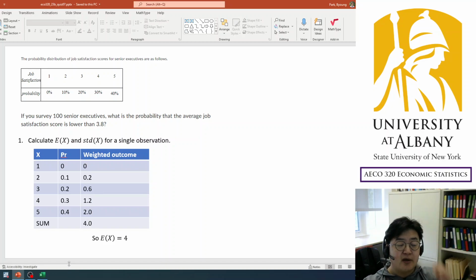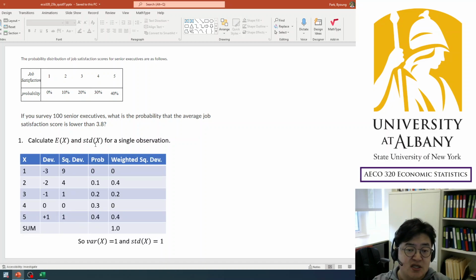So the average job satisfaction score, the mean, is 4, and then you still need to calculate the standard deviation, which is basically the square root of the variance. So from the outcome, I make another column for deviation. You subtract 4, the mean: 1 minus 4, 2 minus 4, 3 minus 4, 4 minus 4, 5 minus 4. So you get deviations, and then square them.